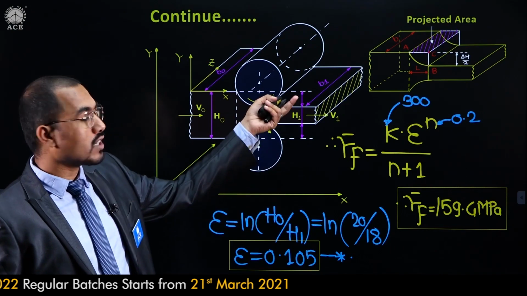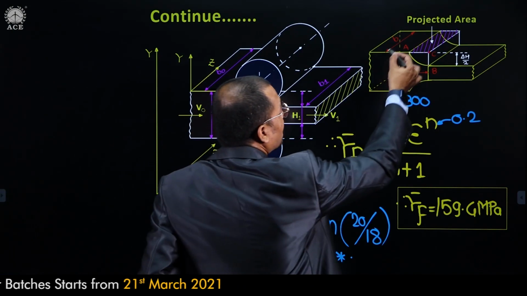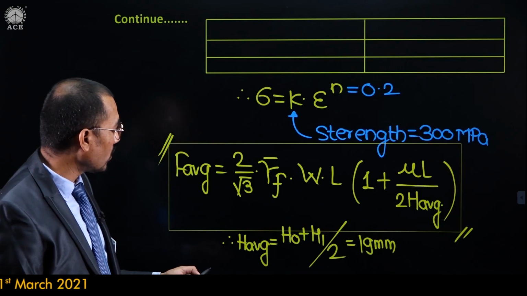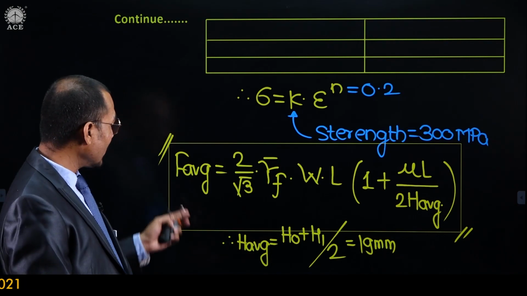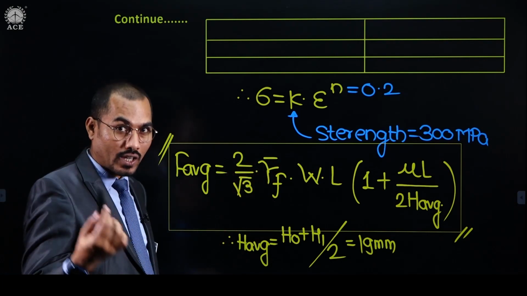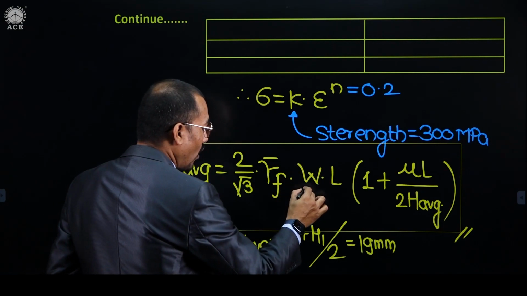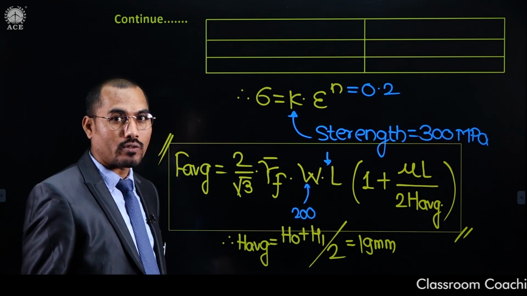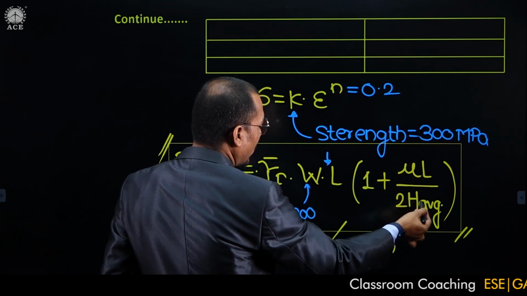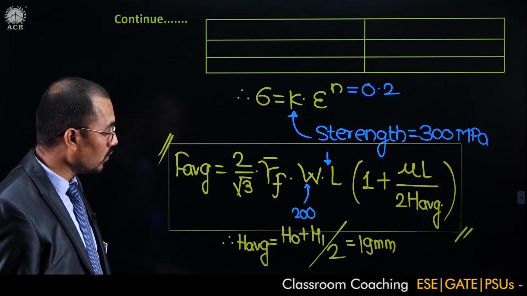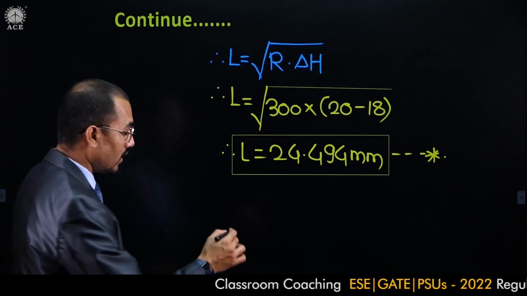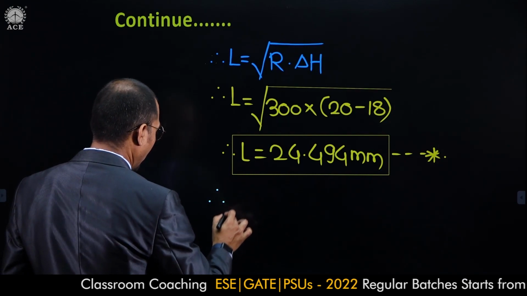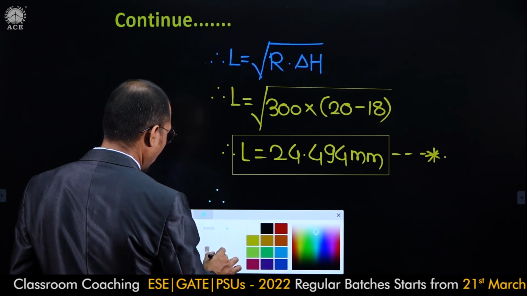And sir, you know that the projected area is B, that is width W, times the length of deformation zone. So if I put all the values here, F average equals 2 by root 3 Y bar F calculated, width is 200, length is the calculated 24.49, friction term is mu L over 2 H average, and Y bar F. If you put all these values and calculate, we get the average rolling force.